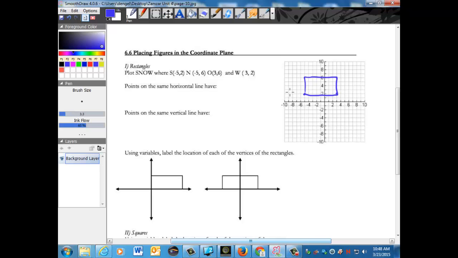All right, now let's go ahead and label these points. So this was negative 5 comma 2, this was negative 5 comma 6, this was 3 comma 6, and this was 3 comma 2. Alright, we are told that points on the same horizontal line, so these are the two horizontal lines, will have a slope of 0. Okay, and the other thing that I think is very important to write is that they have the same y coordinate.